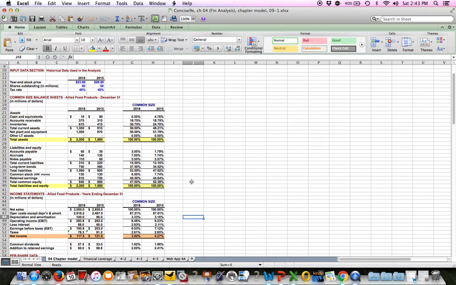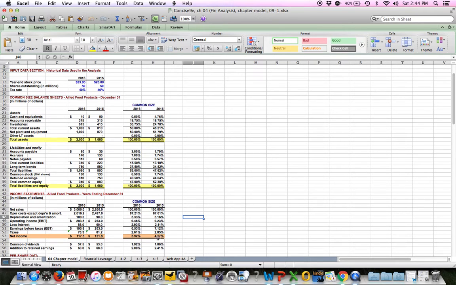Same thing with the common size income statement down here. We take every line item and divide it by the net sales number. And so it's really nice to get this one, because what you can see here is for every dollar of sales, I have 4.27 of net income. For every dollar of sales, I've got 3.92 of net income over here. So it's kind of a nice way to think about how that all works out.